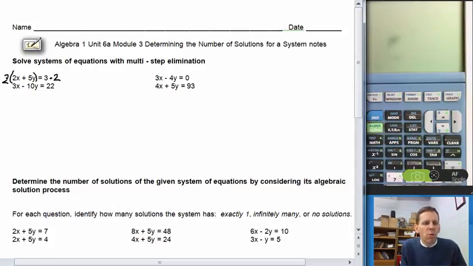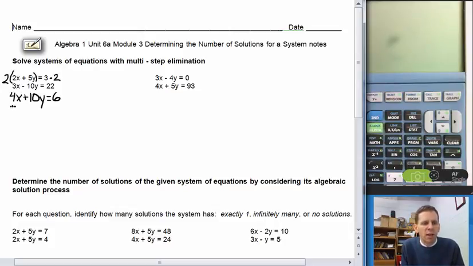And whatever you multiply one side of the equation by, you have to multiply the other side by. By multiplying the left side of the equation by 2, we get 4x plus 10y. On the right side, 3 times 2 is 6. And you'll notice if we add the left sides of these bottom two equations now, the y's will be eliminated. They'll cancel out because we're adding opposites. So let's add the left sides and the right sides of these equations together.